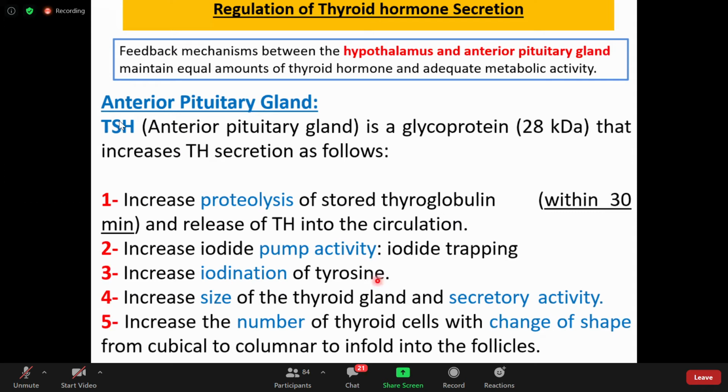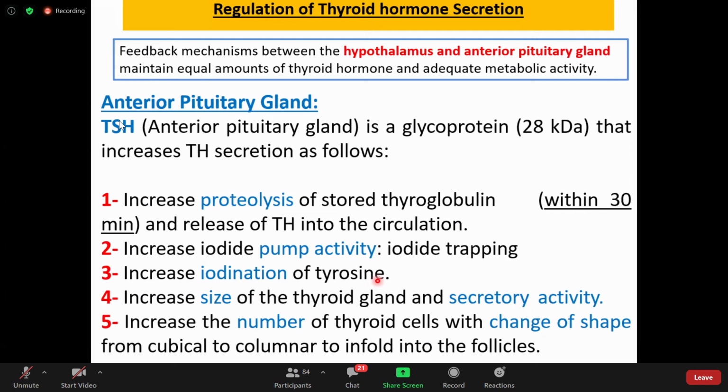TSH is usually high in hypothyroidism, but sometimes in hyperthyroidism also there's a substance similar to the TSH, which is called the thyroid stimulating immunoglobulin, TSI, which has a similar structure to the TSH. Like in Graves' disease, which is hyperthyroidism, you have a large thyroid gland because it works like TSH. So whenever you have high levels of TSH, you would have a larger thyroid gland.